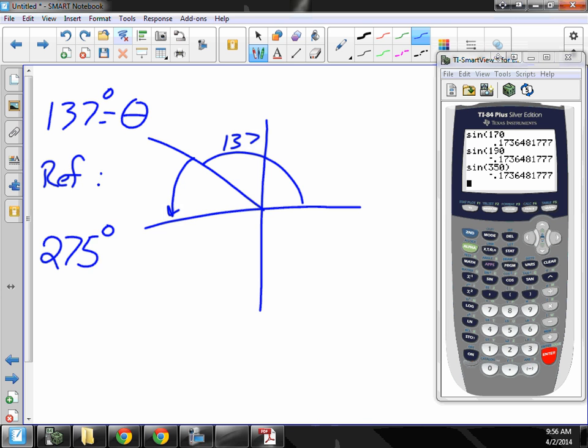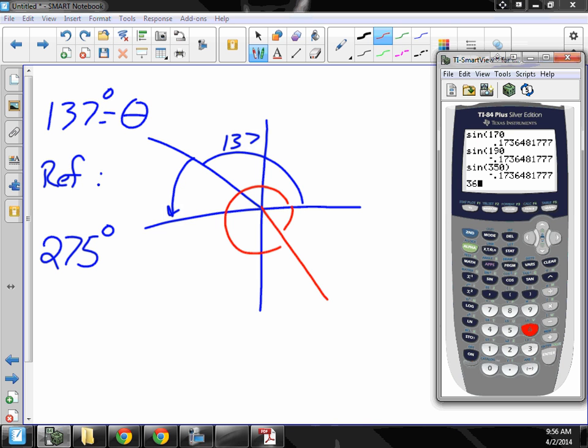Okay? So what if my theta is 275 degrees? Which quadrant would that land in? Quadrant 4. What's my reference angle? Well, 360 minus 275 is 85 degrees. And notice, reference angles are always positive.